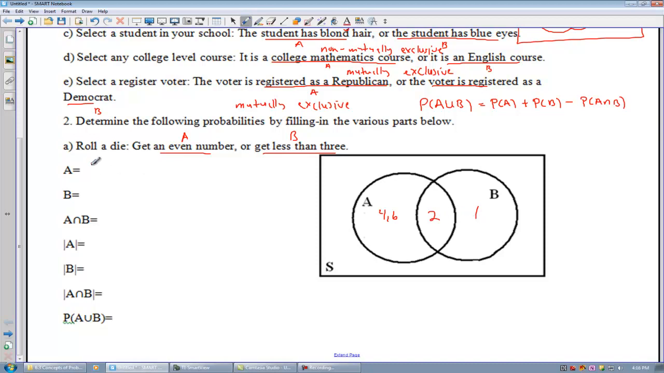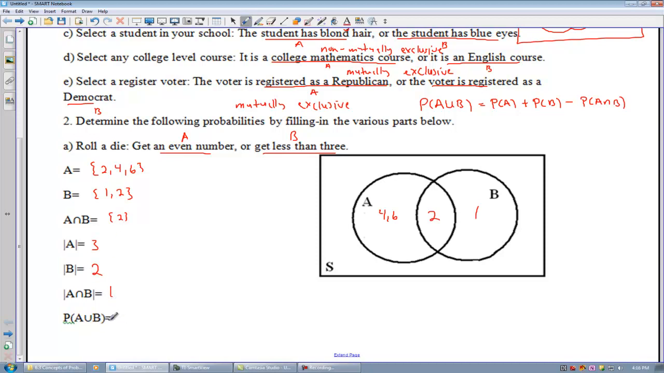And so A, I can write here: 2, 4, and 6. And then B, which I should have probably done first, is 1 and 2, numbers less than 3. Then I can fill this in. You can see 4 and 6 are in A, but 2 is in A and B, and 1 is in B, just like we did in the last section. A intersect B is just equal to 2. The number of things in A is 3, the number of things in B is 2, and the number of things in A intersect B is just one thing.